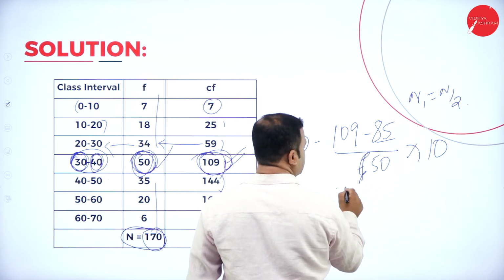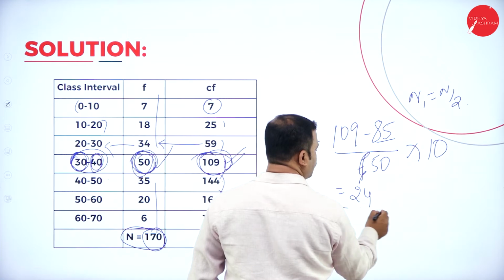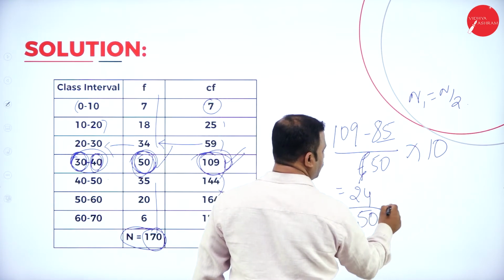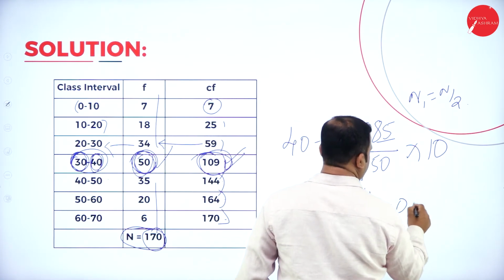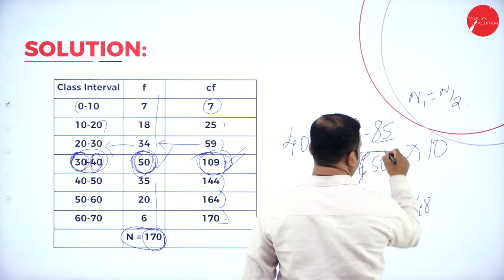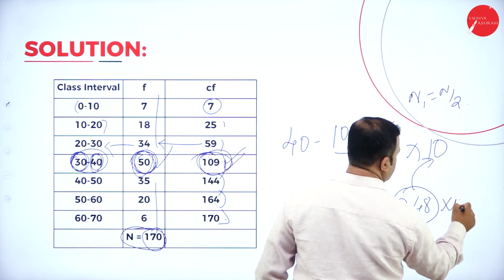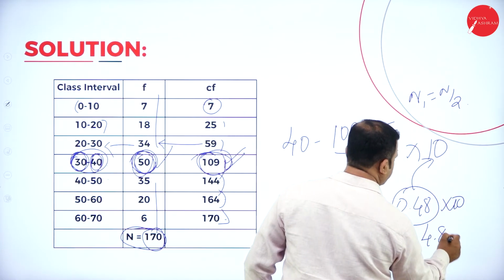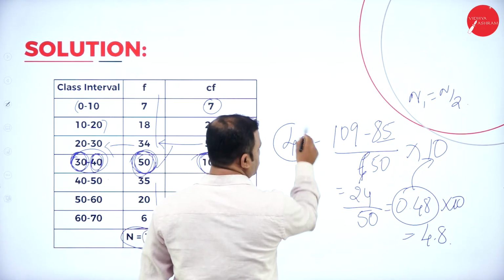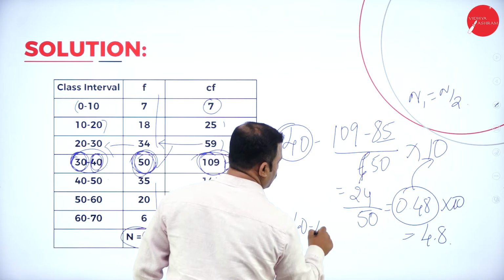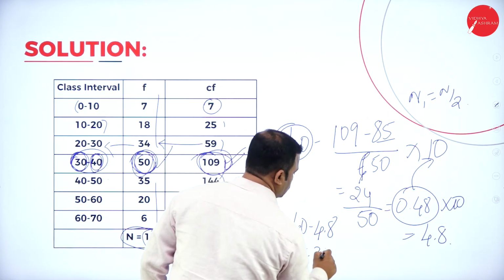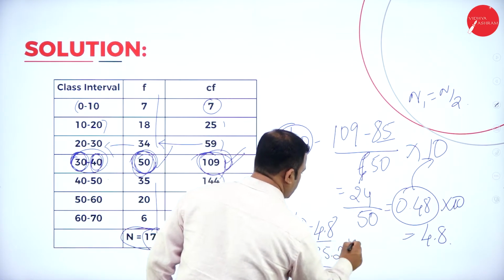If I further simplify this, I'll get the value which is equal to 24. 24 divided by 50 is equal to 0.48. This value has to be multiplied by 10, which gives 4.8. That has to be subtracted from 40. That is 40 minus 4.8, which is equal to 35.2. This is the final value.